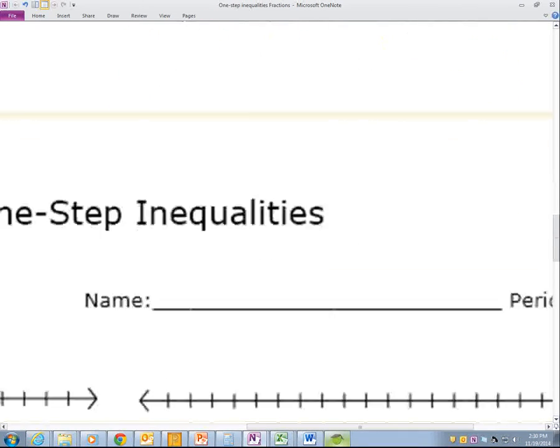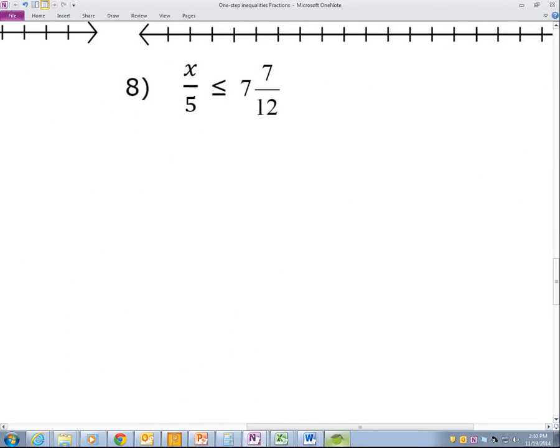Let's get into the harder stuff. What's that? Smiths are going to be 9 and 10. Smiths are 9 and 10 on this page, folks.